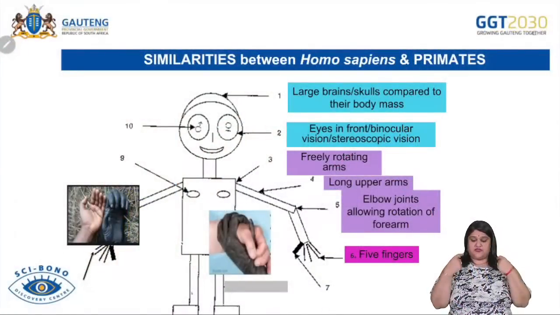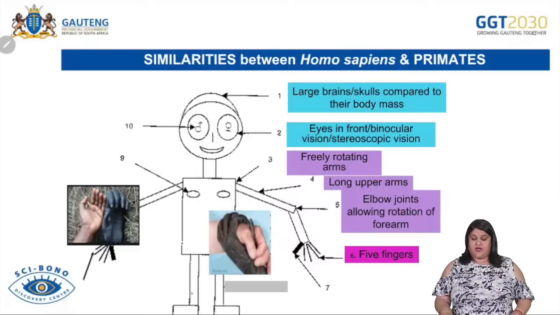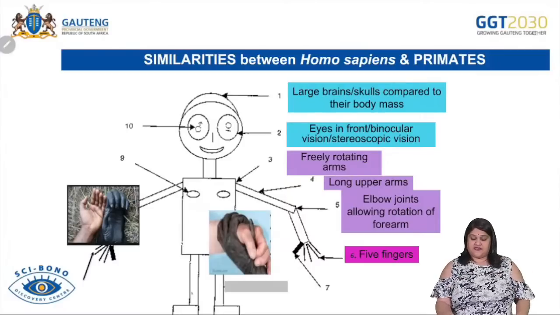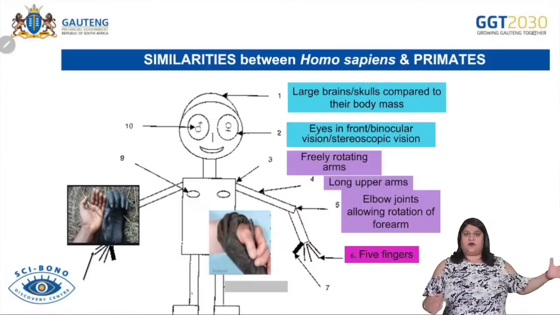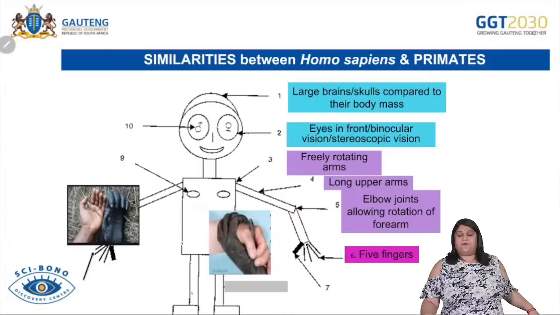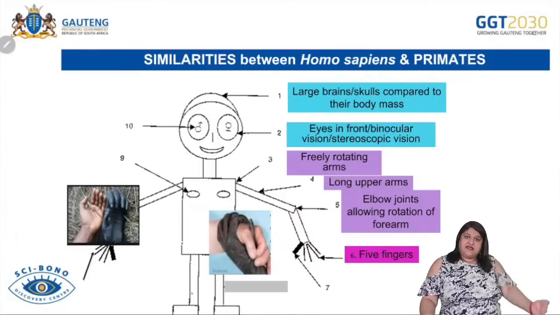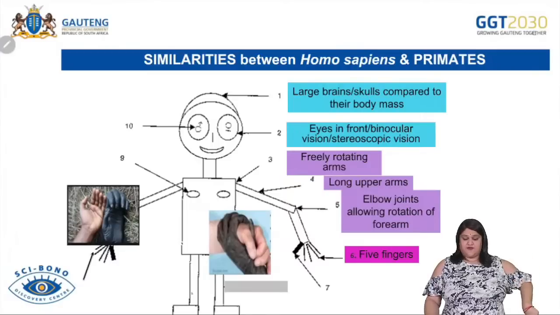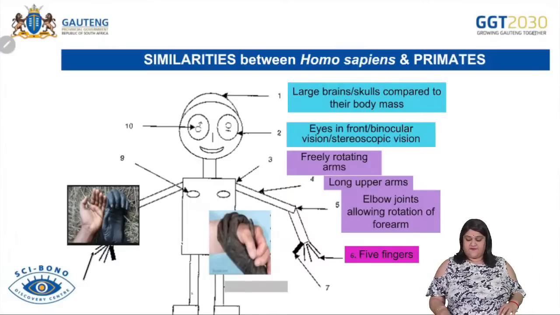We have large skulls compared to their body mass. The eyes are in front, so we have binocular or stereoscopic vision. And then we have freely rotating arms, which are indicated in purple. So you look at your own body, and you use your arm in the exam room. We have freely rotating arms. We have long upper arms. We have elbow joints allowing rotation of the forearm. Then it comes to the fingers. We have 5 fingers. We have opposable thumbs.